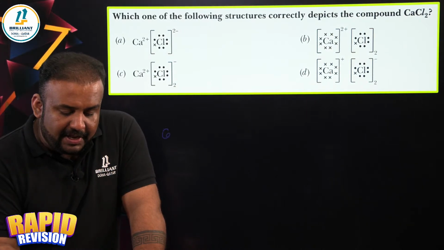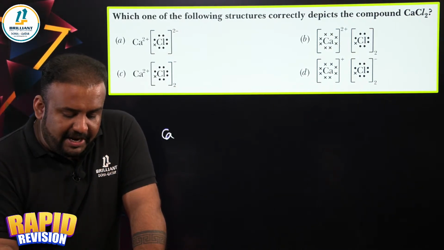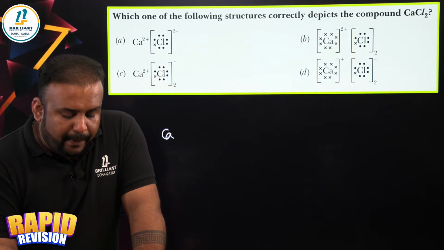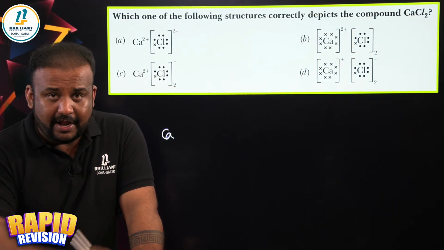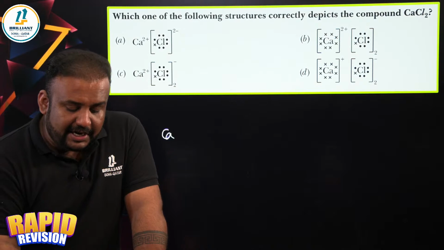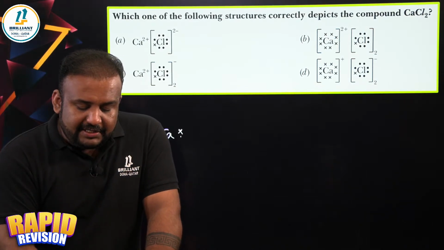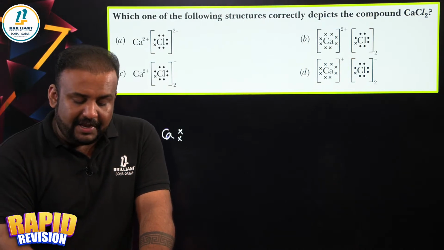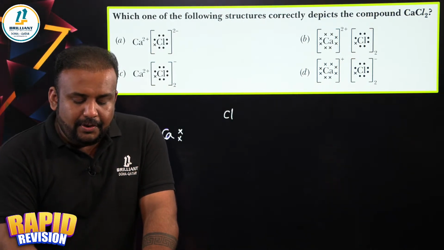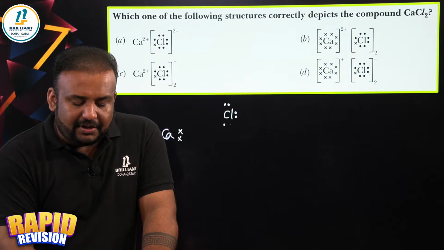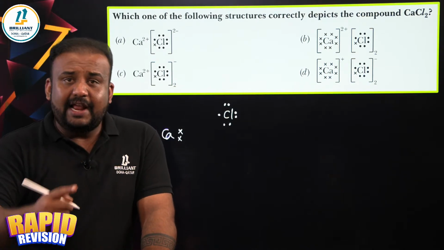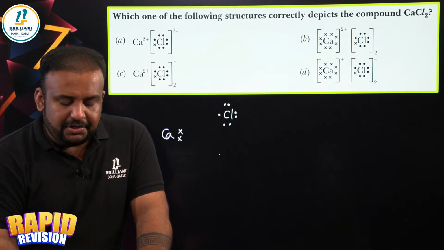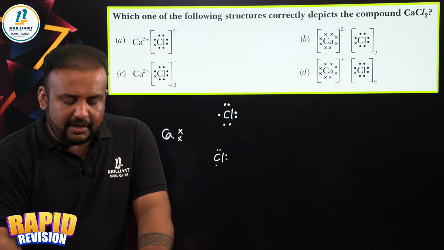You know calcium is an element with how many valence electrons? It has 2 valence electrons, right? So let's draw the 2 valence electrons of calcium. Now these 2 valence electrons of calcium have to be donated to chlorine. Chlorine has a total of 7 valence electrons, correct? So one chlorine can accept only 1 electron. So there should be 2 chlorine altogether.